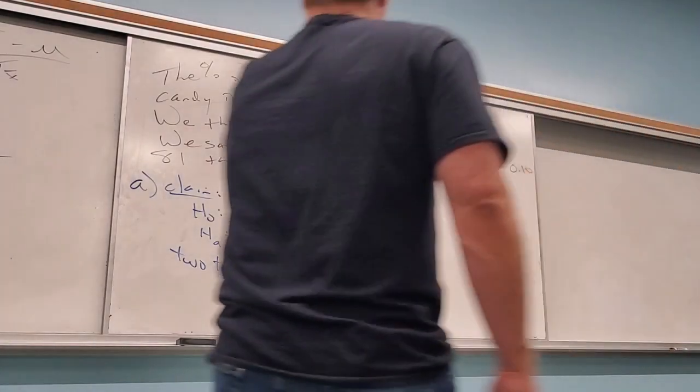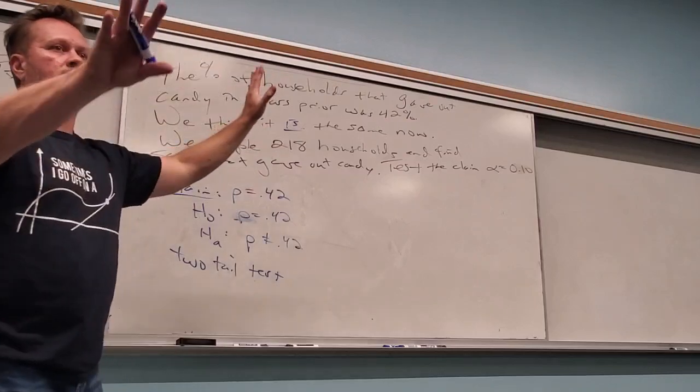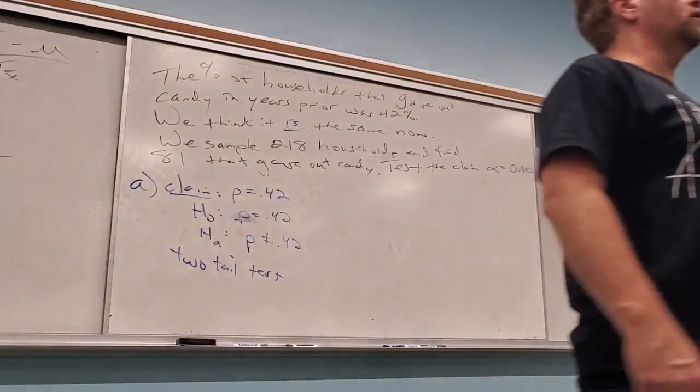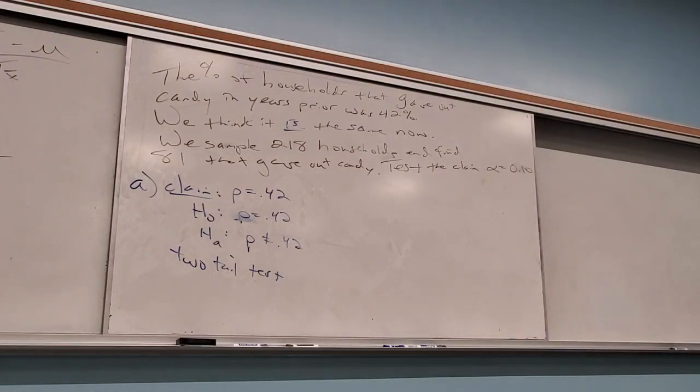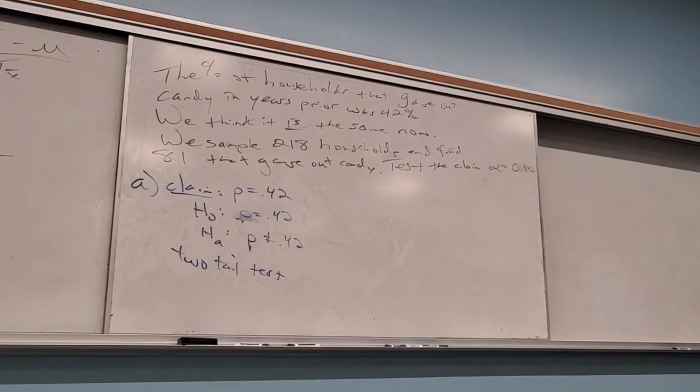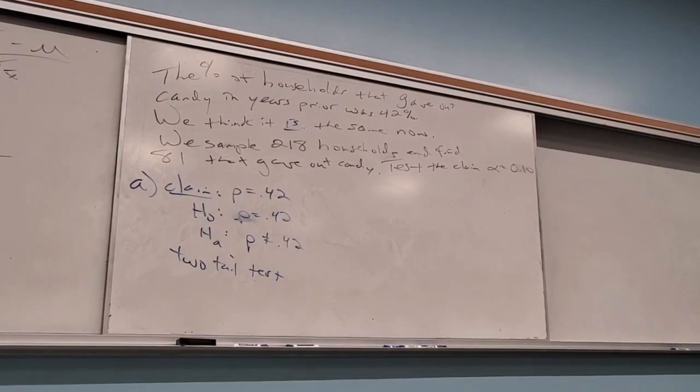Let me ask you directly. If we think it's the same, how could you prove us wrong? How could it be not the same? Two-tail. Which direction does evidence show up? Either direction. We didn't say we think it's increased, and we didn't say we think it's gone down. There's no directional word there. Either direction will show evidence against this. Two-tail.